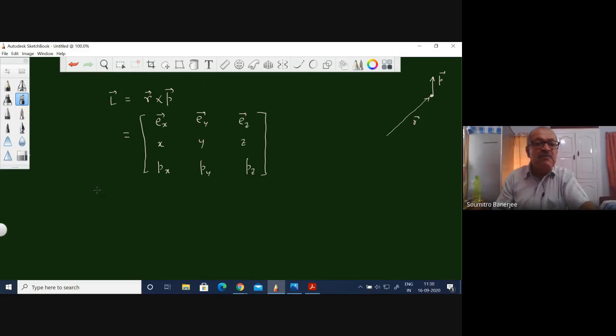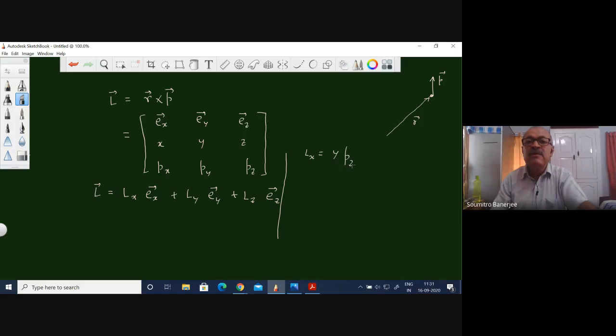So you can say if we express L as a vector, it is equal to the component along the x direction times ex plus a component along the y direction times ey plus a component along the z direction times ez. Then you can see that Lx is equal to y pz minus z py. So Ly is z px minus x pz, and Lz is x py minus y px. Okay, so this is what we needed to recapitulate in terms of what you knew earlier, and on that basis, let us go ahead.